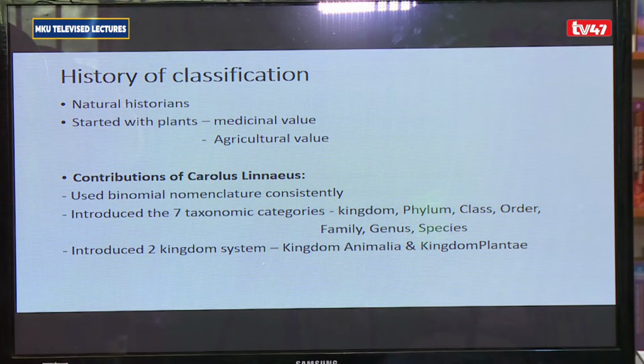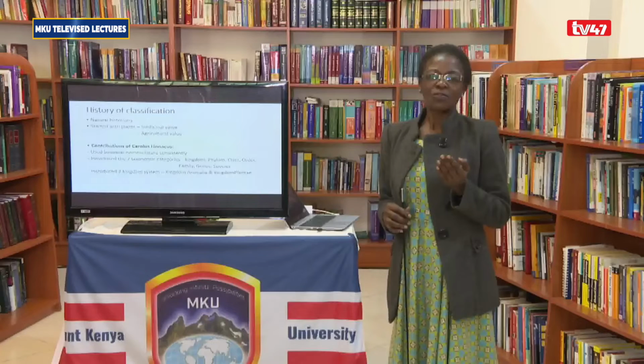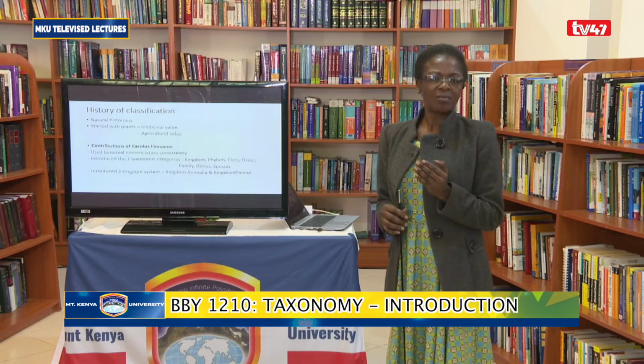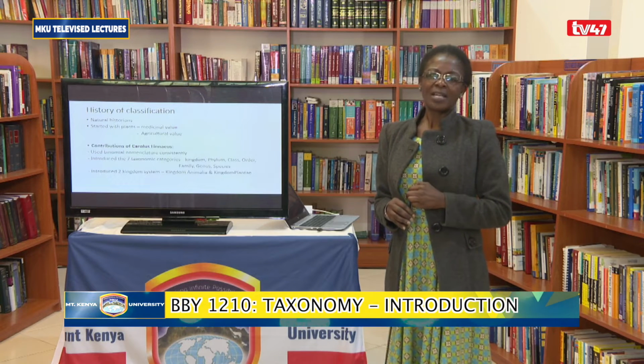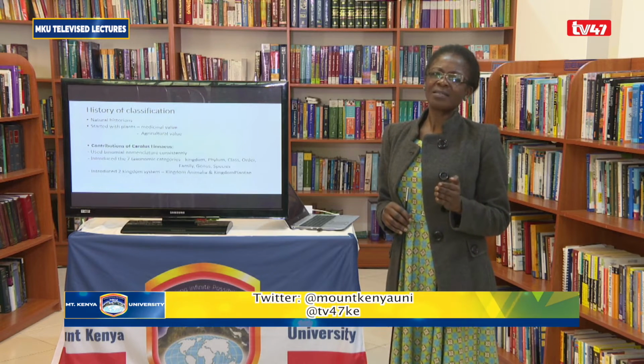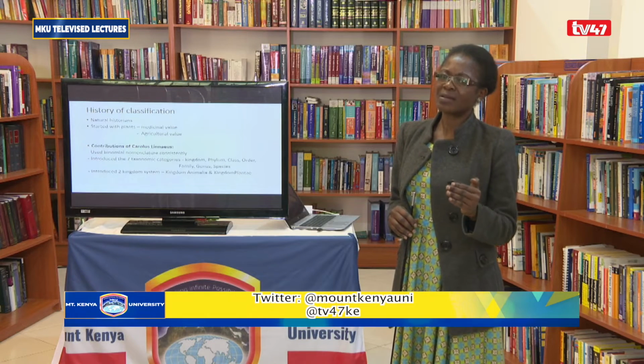But the challenge with the two kingdoms Carolus Linnaeus gave is that not all living things could fit in the two kingdoms. There are a number of organisms that were put in the animal kingdom. For example, the euglena were put in the animal kingdom. And other small unicellular flagellates were put in the animal kingdom because they could move using the flagellum. But you'll find a number of them also had other characteristics that were not in line with the rest of the animals.